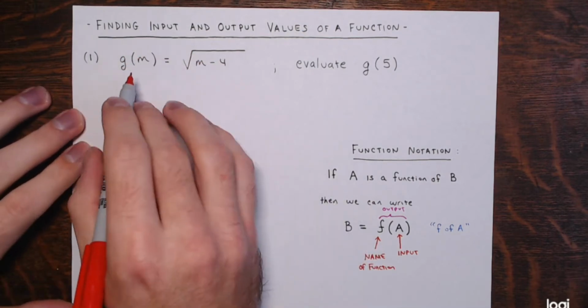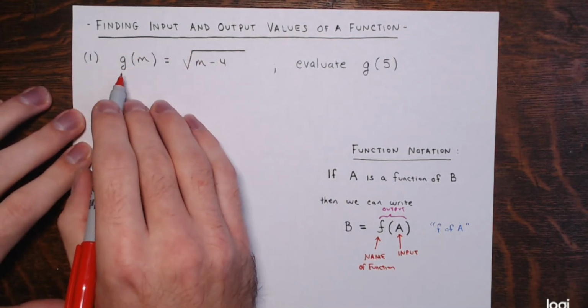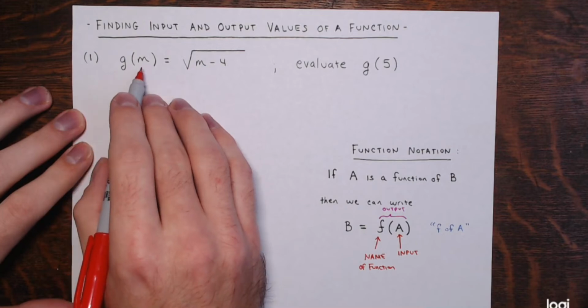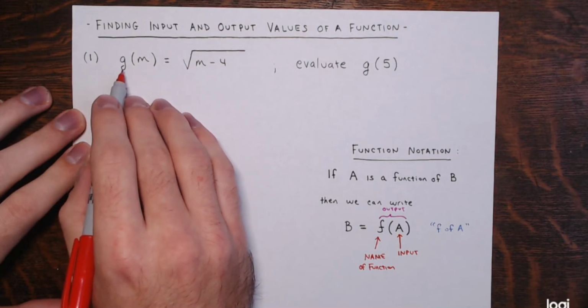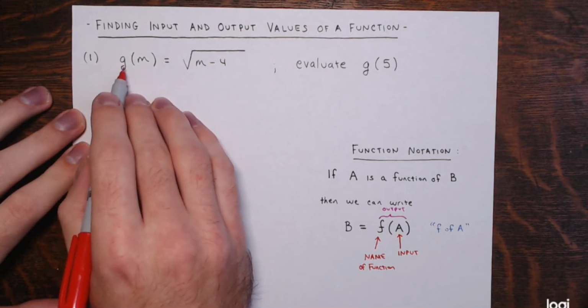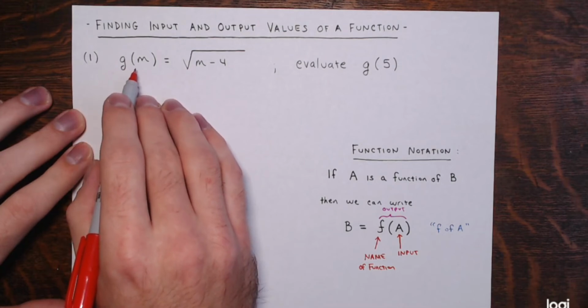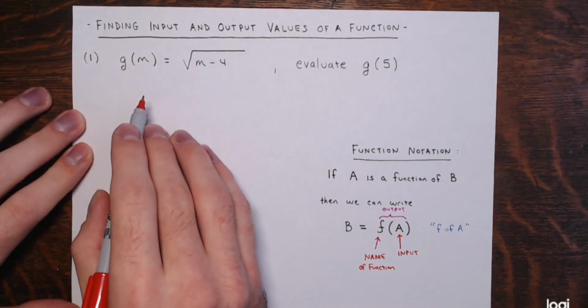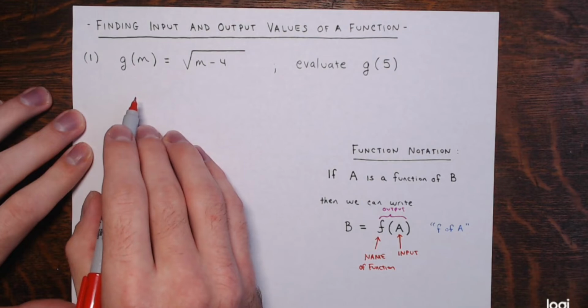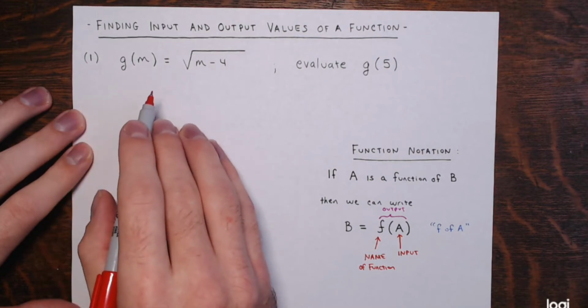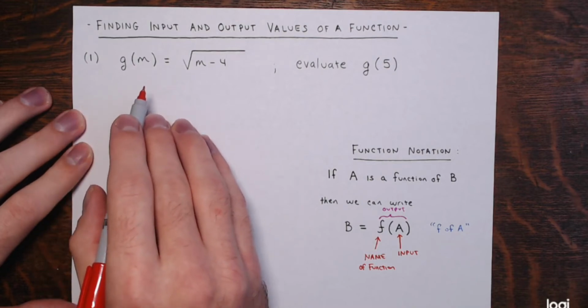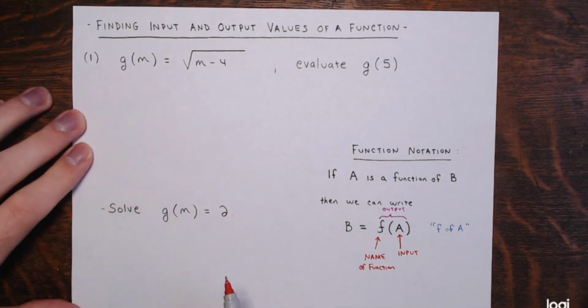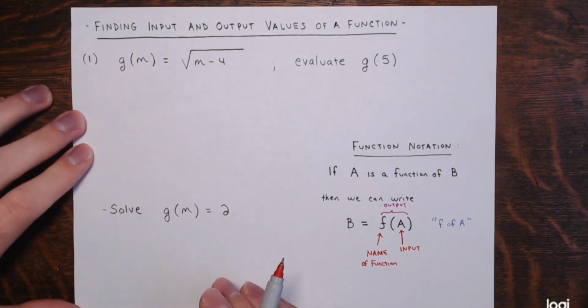Alright, so for example 1 here, we've got g of m, right? We would say g of m. And I know you want to say g times m, right? People are tempted to do that. Just hopefully in the context of whatever problem you're reading, you'll understand if it's multiplication or function notation, right? With practice, you should get the idea.